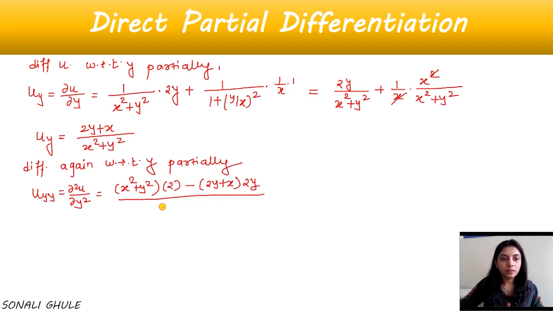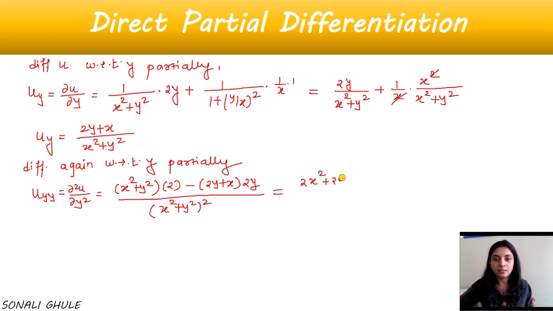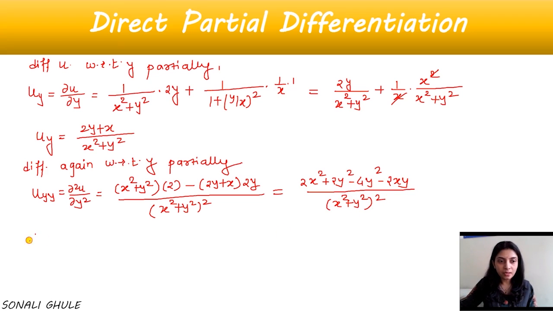upon (x square plus y square) whole square, right? And now simplifying the terms, open the brackets here. So 2x square plus 2y square minus this 2 into 2, that is 4y square minus 2xy, upon (x square plus y square) whole square, right? So here I got the value for u by y.